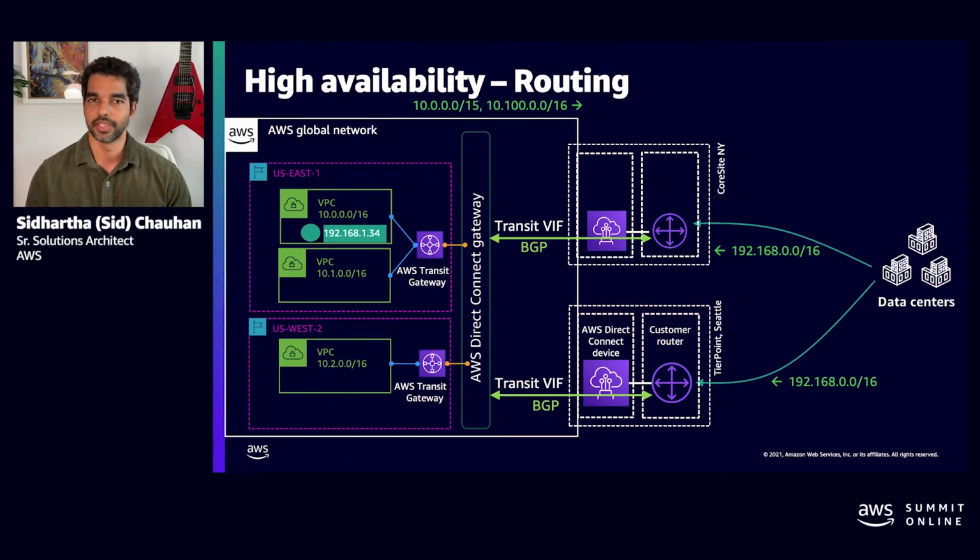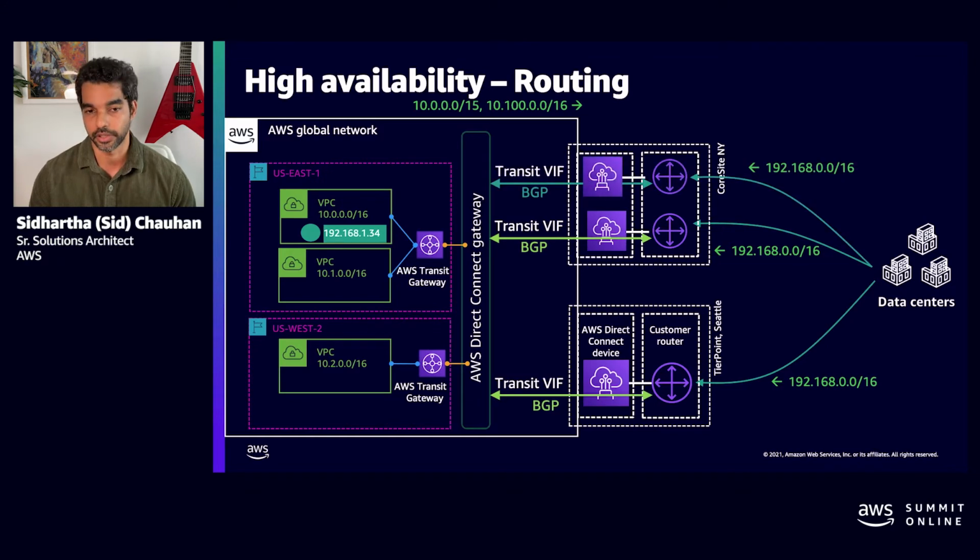Now let's change the scenario a bit. Now in core site NY Direct Connect location, we add another connection, right? So we have two connections in core site NY. You're still advertising the same summarized prefix from all the locations and all the connections. The traffic is sent to Direct Connect Gateway. Now Direct Connect Gateway needs to make a decision.